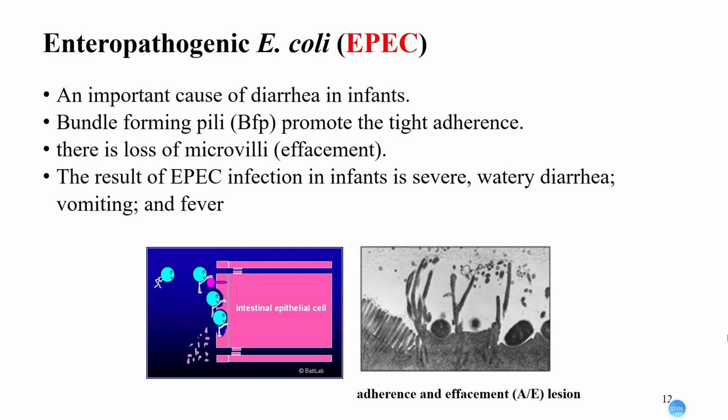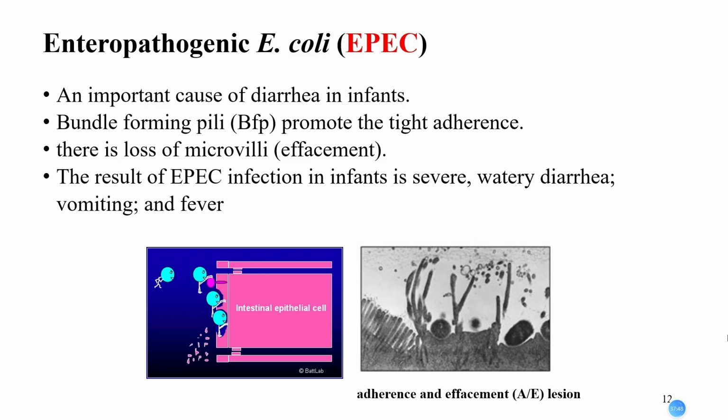The second type of E. coli is called EPEC. You just remember the meaning of P here, pathogenic. This EPEC is an important cause of diarrhea in infants, newborn babies. They produce bundle-forming pili, and the bundle-forming pili can mediate the tight adherence of the E. coli on the epithelial cell surface. This is the epithelial cell. This is a normal epithelial cell in the lumen with microvilli.